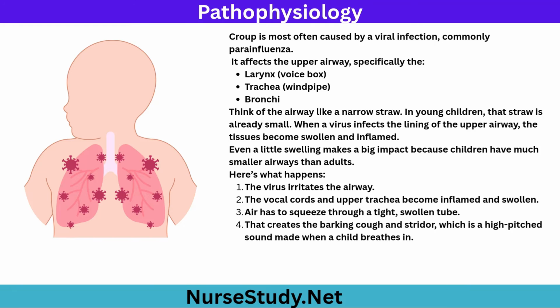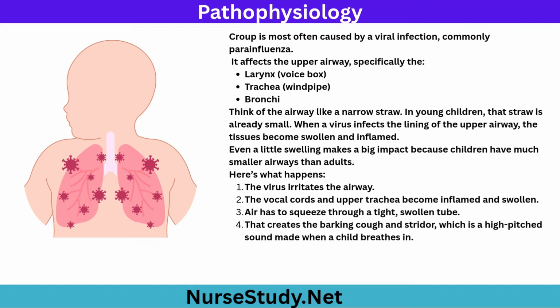Pathophysiology. Croup is most often caused by a viral infection, commonly parainfluenza. It affects the upper airway, specifically the larynx (voice box), trachea (windpipe), and bronchi. Think of the airway like a narrow straw. In young children, that straw is already small.